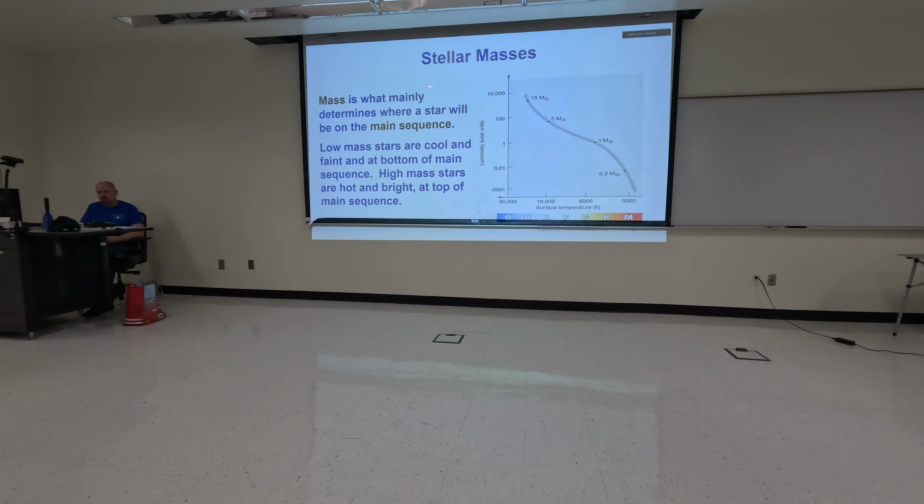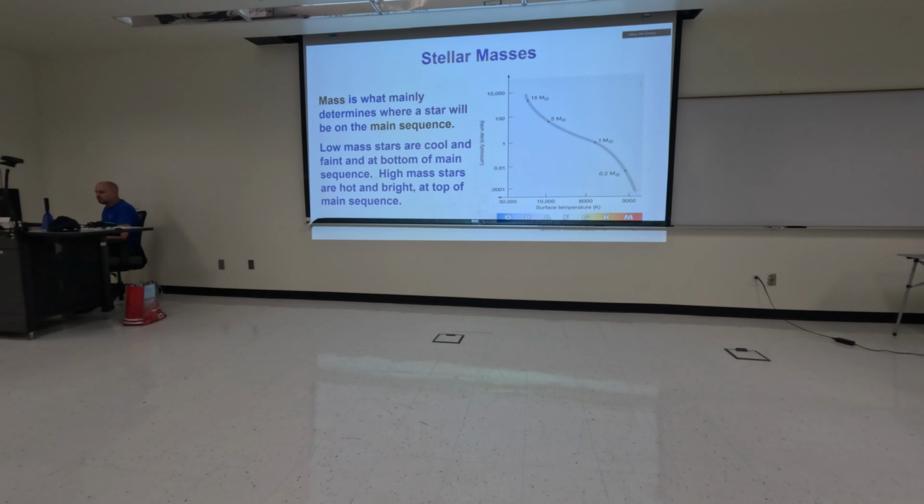And stars can't move along the main sequence because once they're here, that's a stable state that lasts for most of the lifetime of the star. Once our sun gets there, it stays there for 10 billion years, which means luminosity and temperature are stable for 10 billion years.